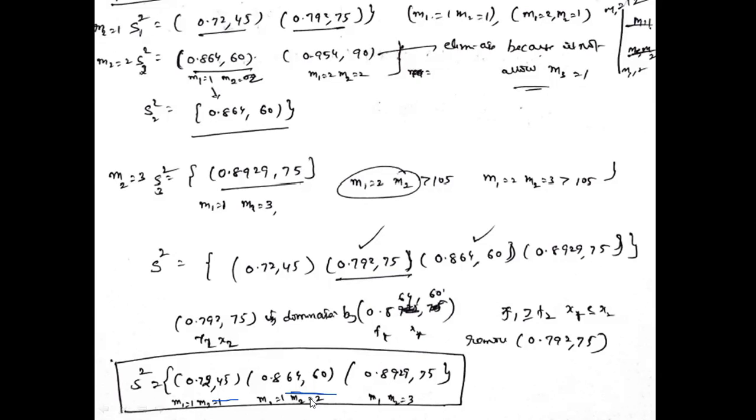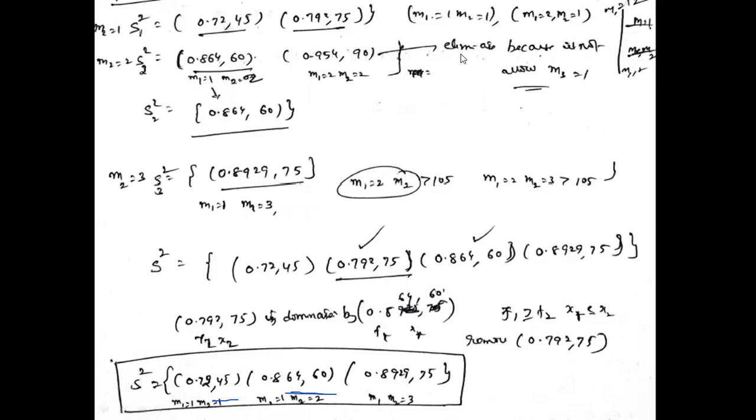In the first stage you take two devices, in the second stage two devices, in the third stage a single device. The sum of the cost should be less than or equal to 105, but it is not; it is 110. So by using the dominance rule, eliminate it, because it does not allow M3.